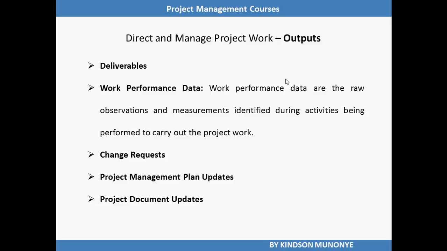As you carry out the direct and managed project work, there may be need for changes in the project management plan, and that makes it that one of the outputs of direct and managed project work is project management plan updates. Project document updates is another output of direct and managed project work. Project documents may be updated. Some of the project documents are requirements documentation, project logs, issues, assumptions, risks register, and stakeholder register. So there is much we can take for direct and managed project work.